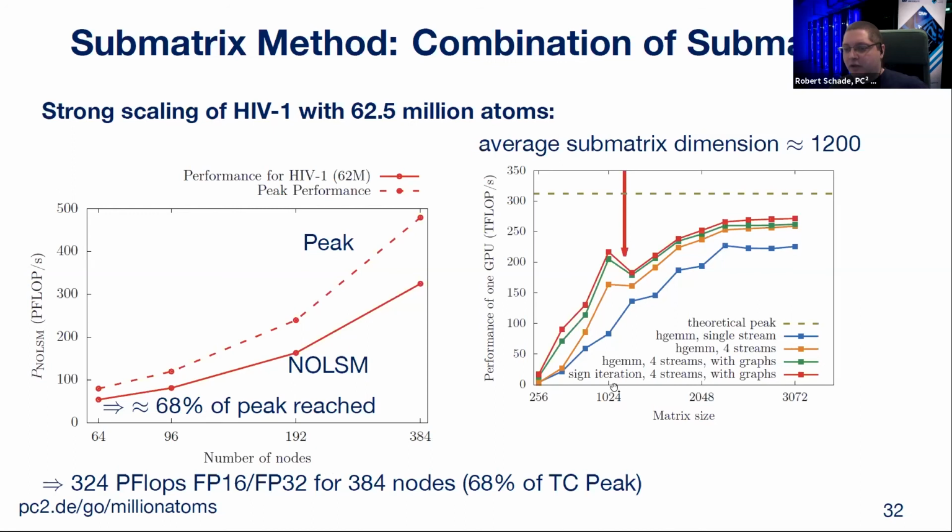You can also see from the previously mentioned performance graph for matrix multiplications where this about 68% comes from. Namely, in this example, we have submatrix dimensions of about 1,200 on average, which is indicated here by the red line, which shows you that we get about 200 teraflops per GPU, which is about 2/3 of the peak performance here of 300 teraflops.